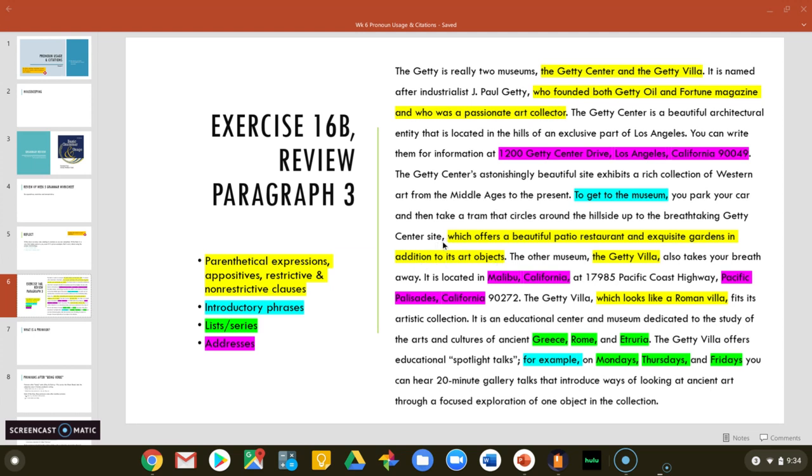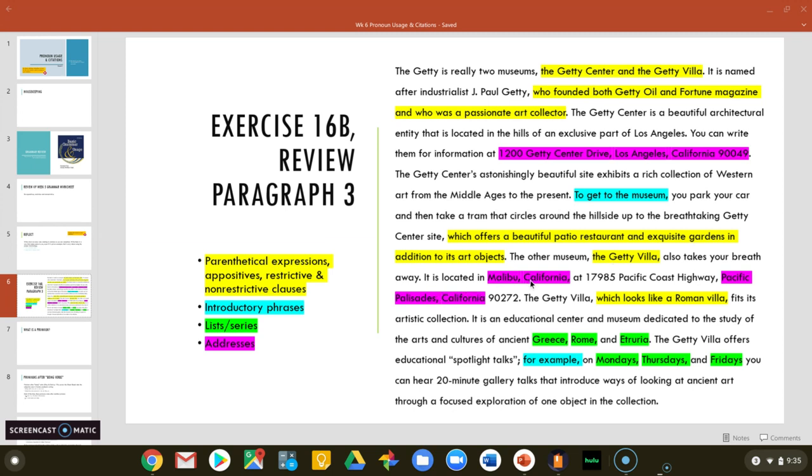So we have a comma here after site because we have another non-restrictive clause. I could take this whole clause out of the sentence and the sentence would still read fine. This is just adding extra information. The other museum, the Getty Villa, also takes your breath away. So here we have an appositive that's kind of clarifying the museum and just restating information.